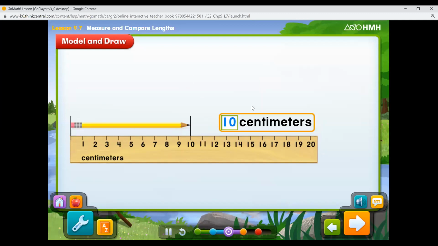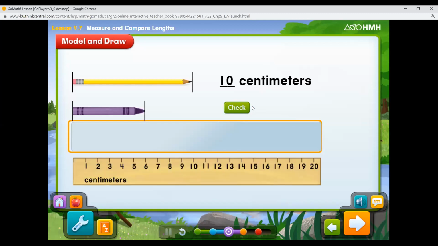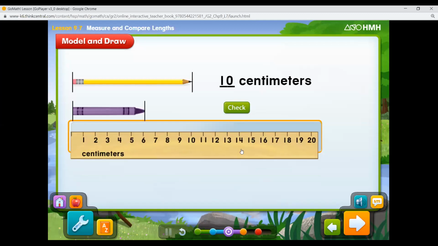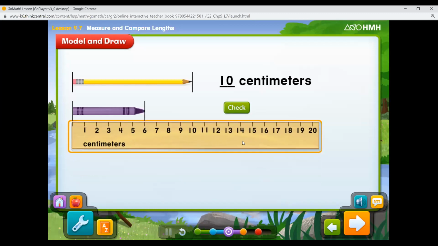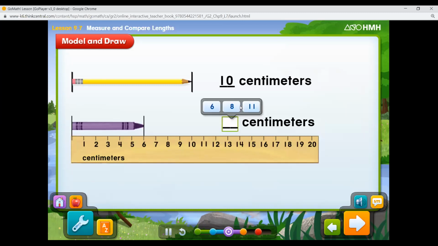That's right! The pencil is 10 centimeters long. Now drag the ruler to measure the crayon. Check your work when you're done. The left end of the crayon is lined up with the 0 mark of the ruler. How long is the crayon? That's right! The crayon is 6 centimeters long.